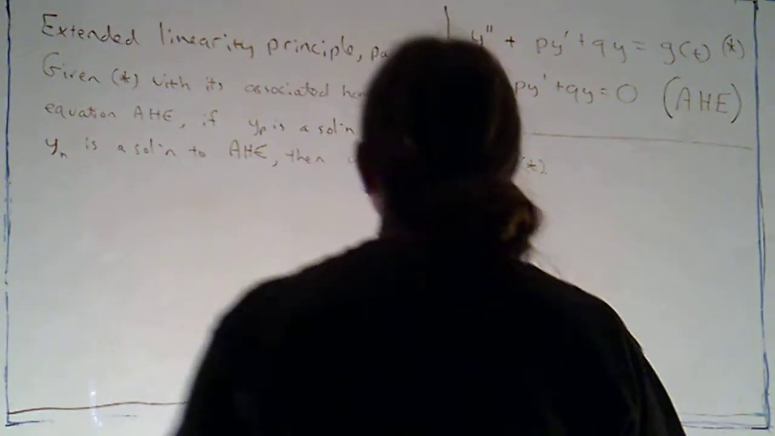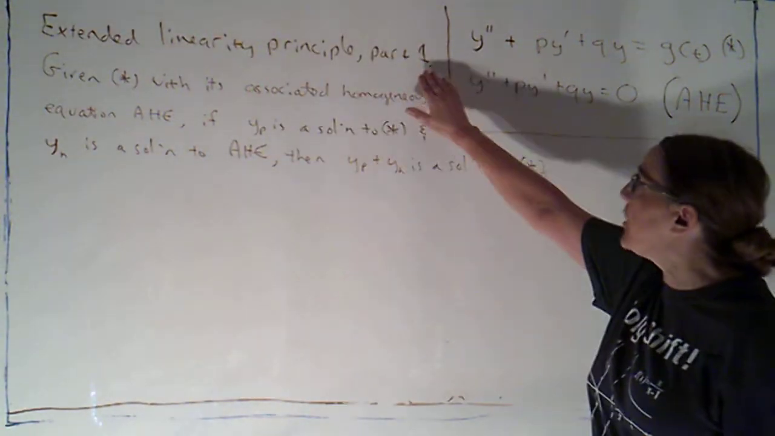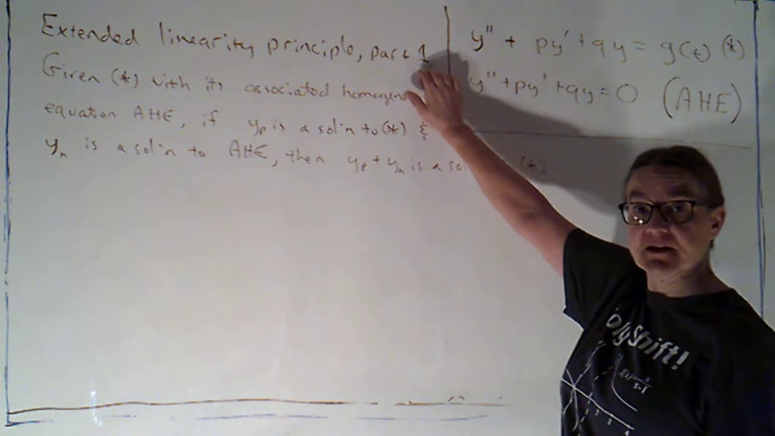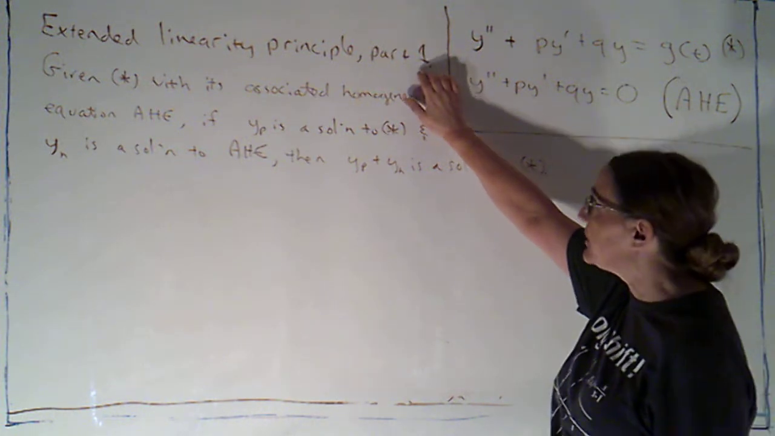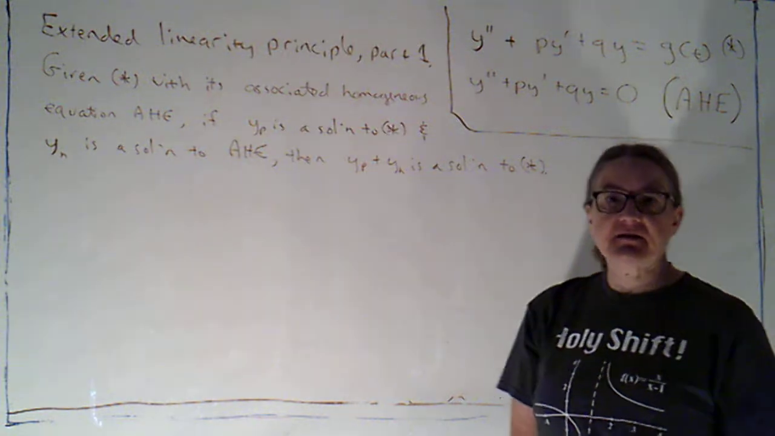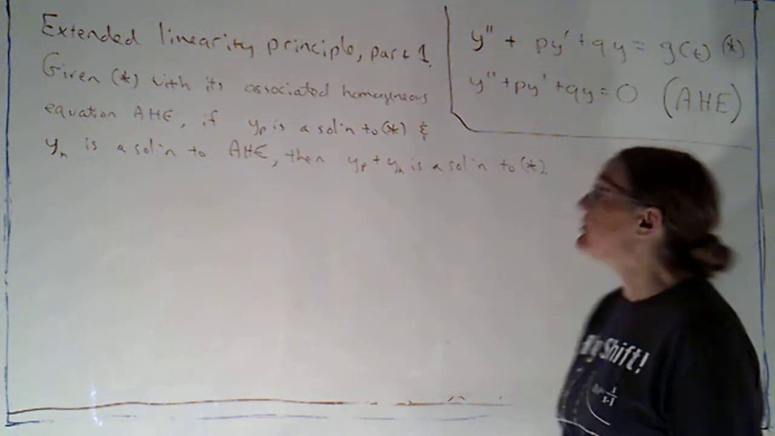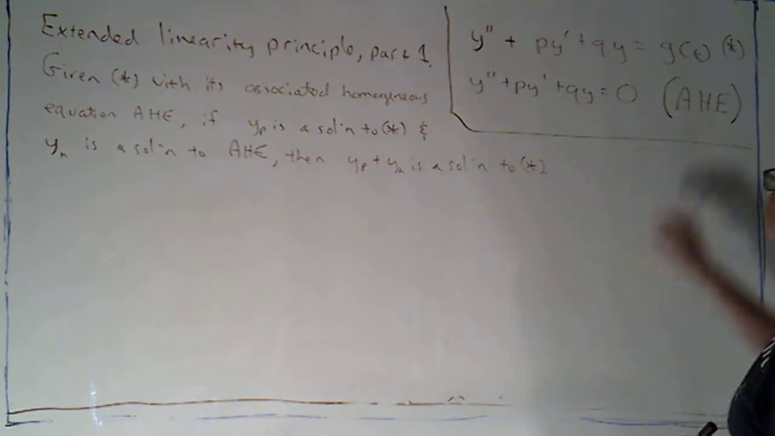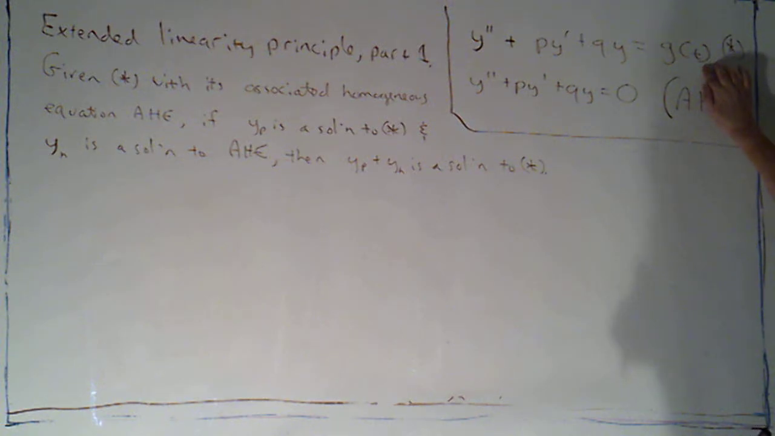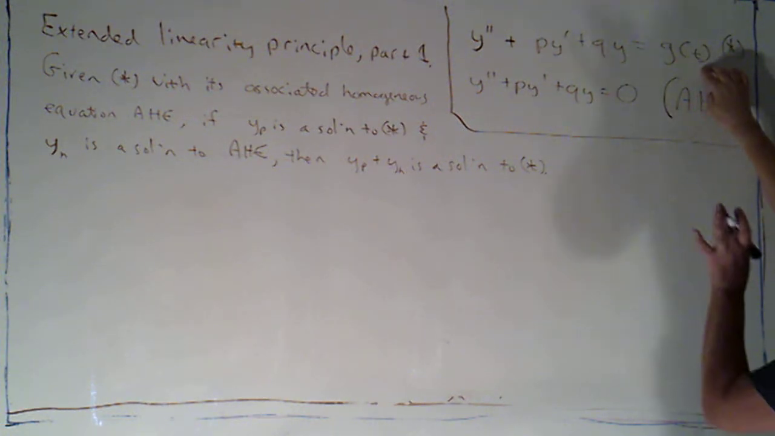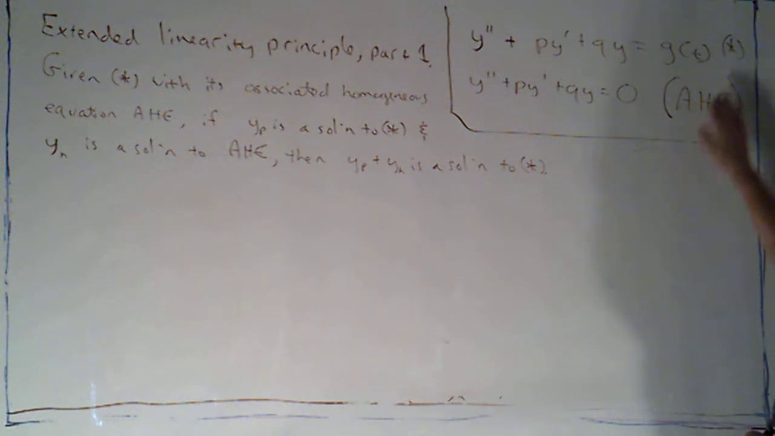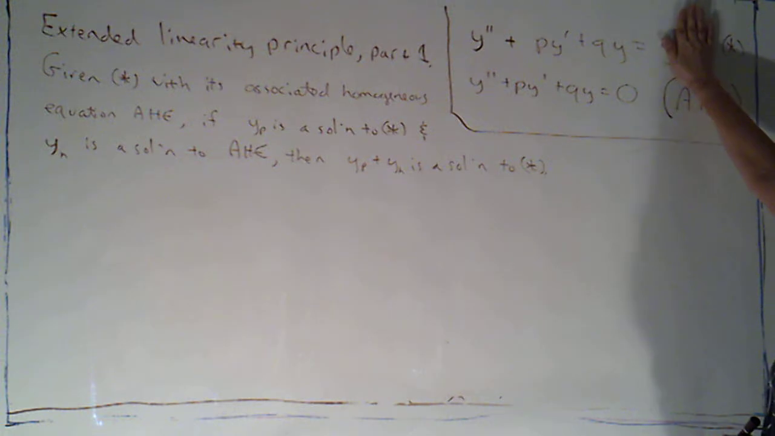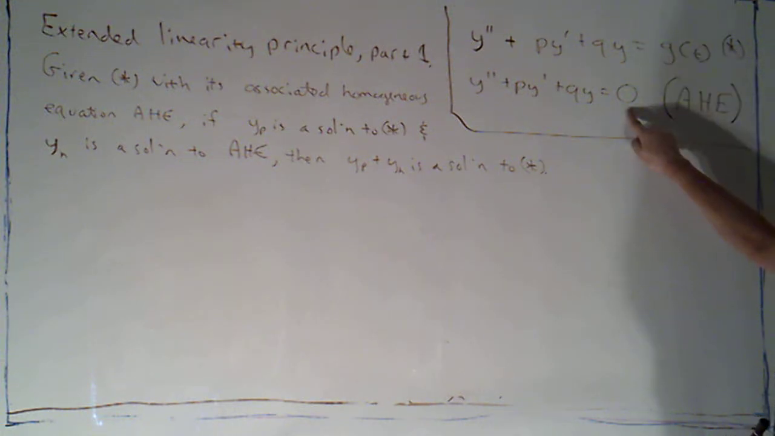Okay, in this video we're going to prove part 1 of the extended linearity principle for second order differential equations that are linear and constant coefficient but not homogeneous. So given an equation star, this is basically the equation that we looked at last time for a forced harmonic oscillator. Its associated homogeneous equation would be if I just eliminate that additional force and make it 0.